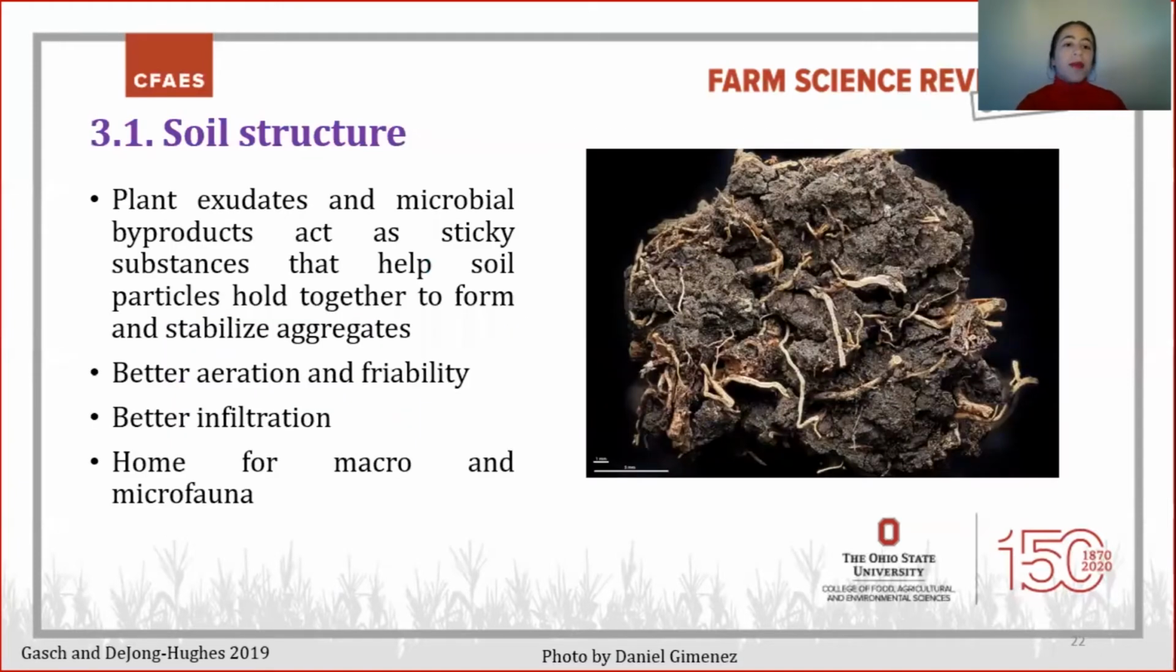Soil structure. Plant exudates and microbial byproducts act like sort of glue, and they help keep the soil particles together. And this helps form and stabilize aggregates. Now, when we have stable aggregates, then we have better aeration and friability. We know that around 25% of the soil is actually air, so it's a very important portion of the soil. When we have better air, we also have better infiltration, because we're creating all of these pores and channels that we'll discuss in the next slide. So it's also a home for macro and microfauna.